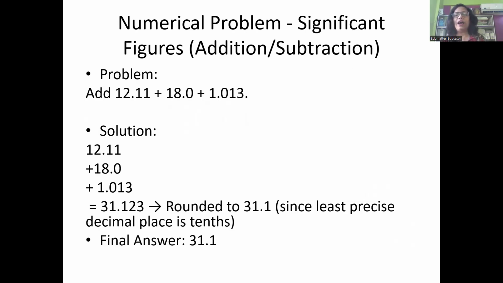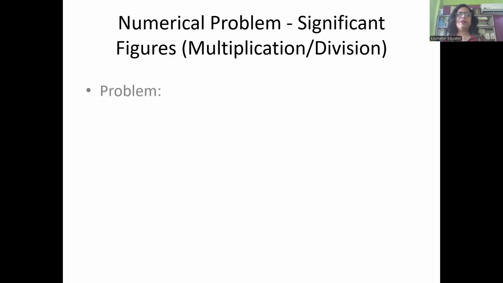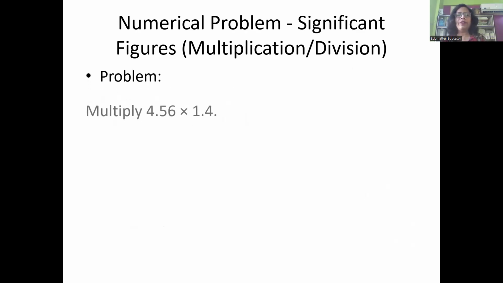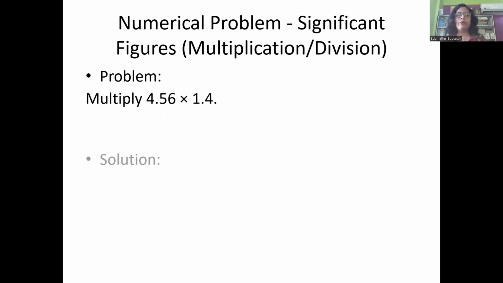So we have to go for that. That is, the least precise decimal place is in the tenths. So we need to go for that. So the final answer will be 31.1. Some more on sigfig. Multiply 4.56 times 1.4.